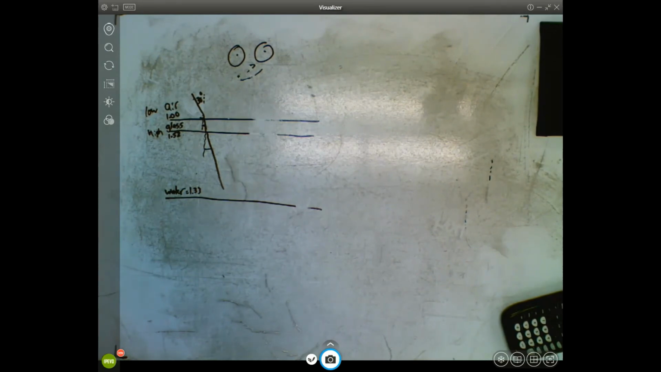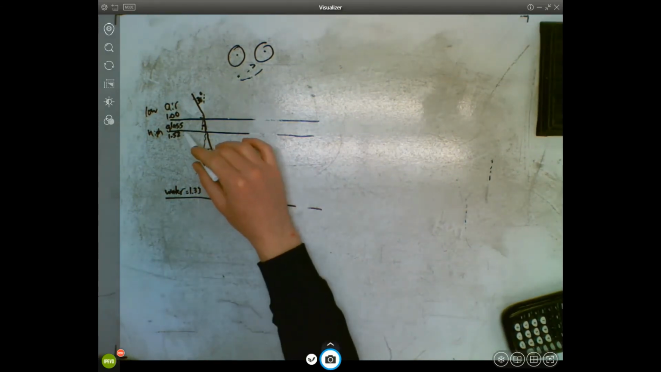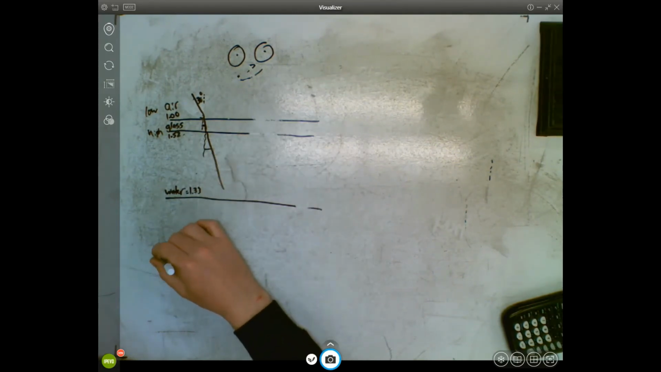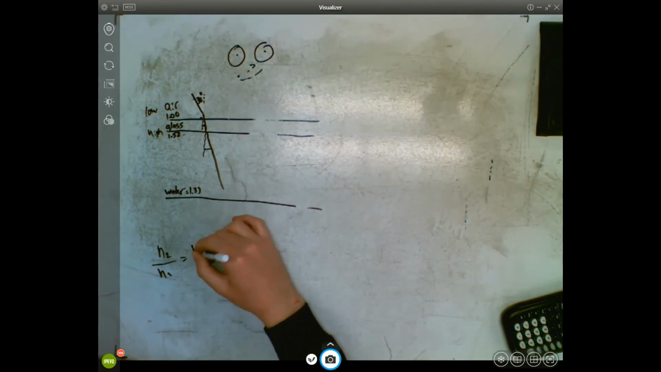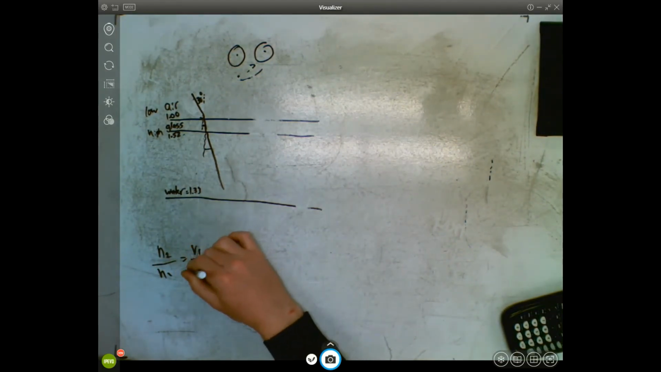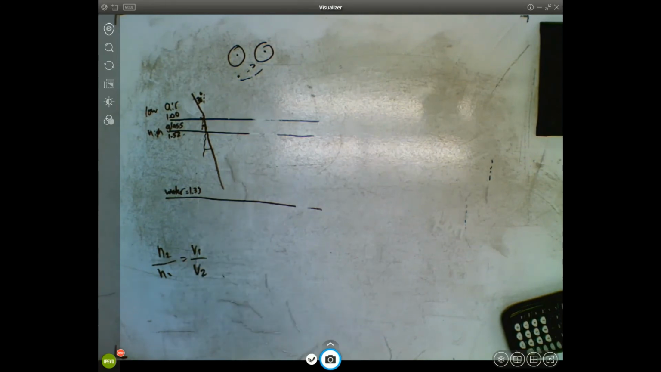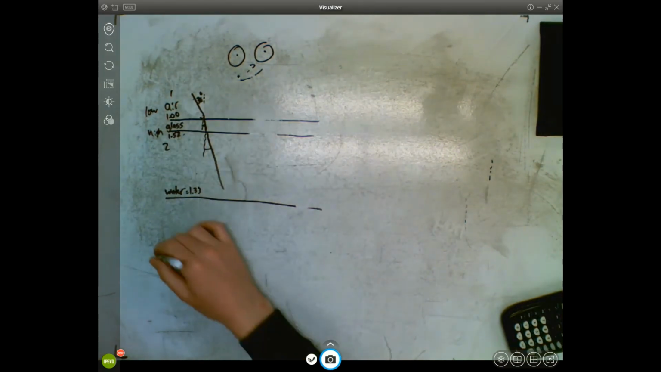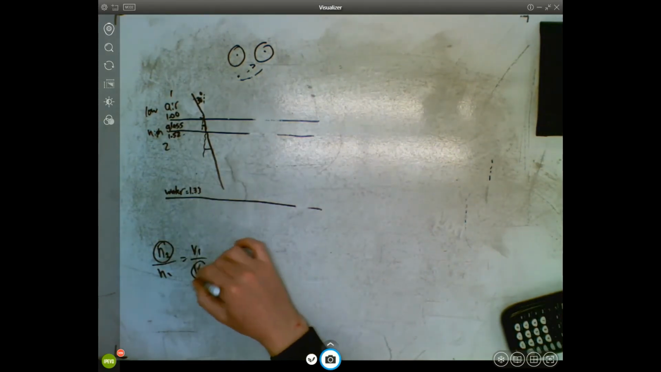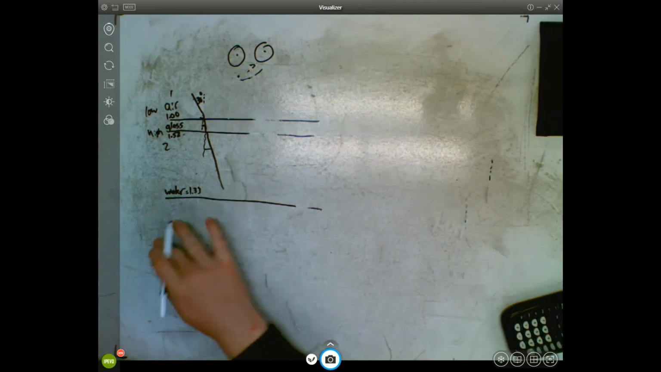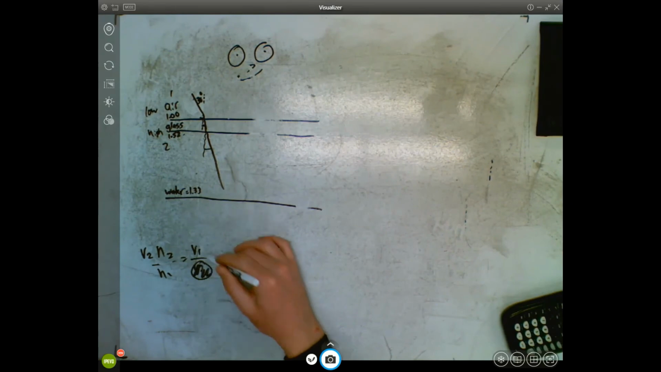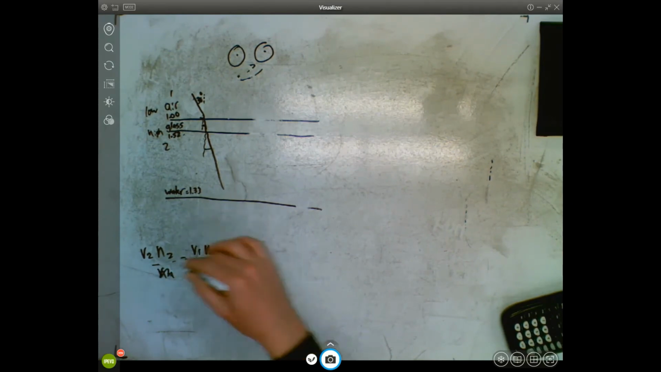So if we want to calculate the speed of light in the glass, we can just go n2 over n1 equals v1 over v2. Okay, that's our Snell's law. And then, so this will be 1, this will be 2. So we're trying to find v2. Oops, we're trying to find v2, not n2. Sorry, I'm tired. I've been doing videos all day. So we'll have to rearrange it just like we did before.